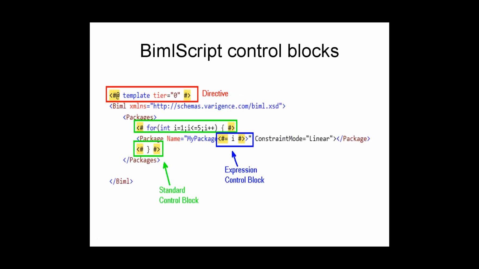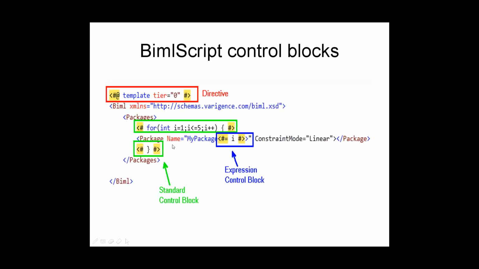So these are simple BIML script control blocks, and this is from an example we have seen, the for loop. BIML script contains BIML first of all. All the code that you see here that is not in the rectangle boxes is basically BIML code: the package name, constraint mode, all of this. BIML script, in addition to containing BIML, which is called a text block, also contains two other parts. One is called a directive. You can see it at the top here. I'm using a template directive. Directives tell BIML what to do with the files and how to generate the BIML code.